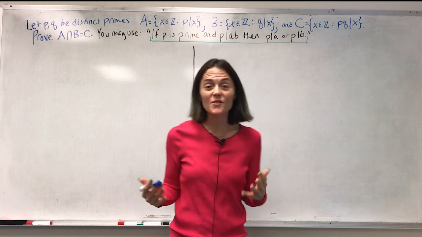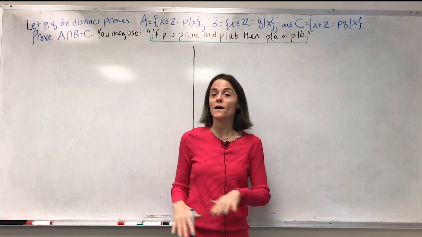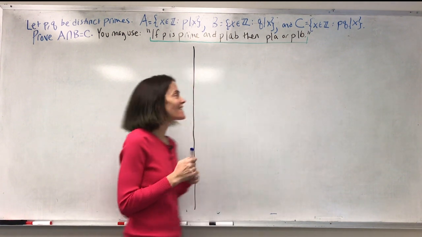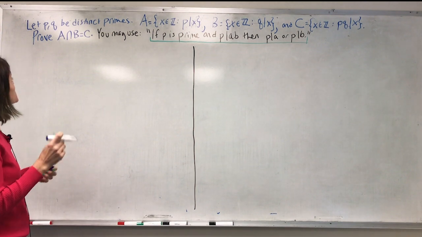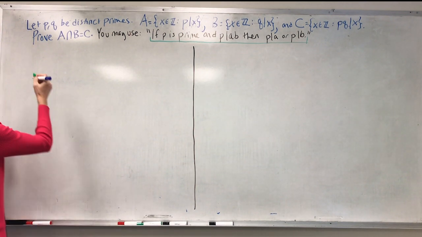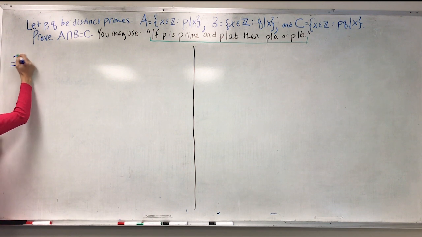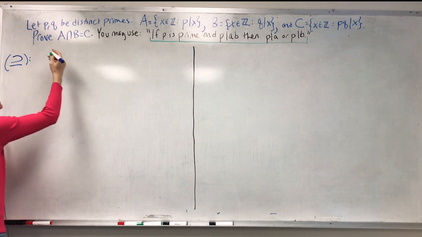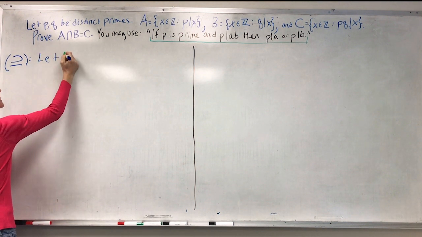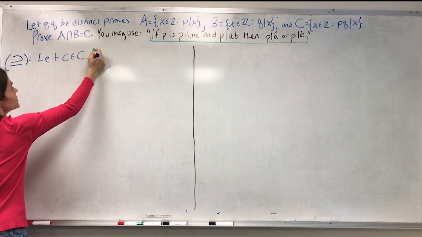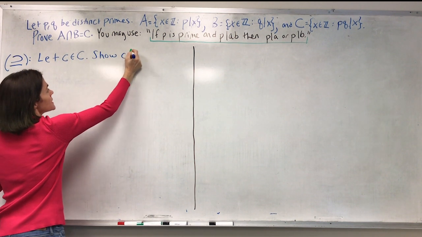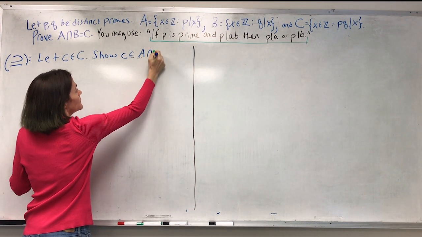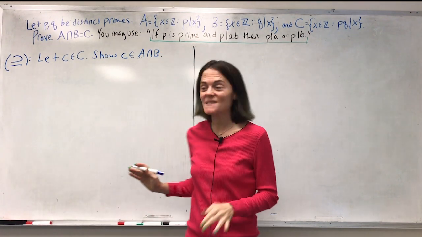Okay, so to prove two sets are equal, just like the last one, or anytime you prove two sets are equal, we must show subset in each direction. Which one am I going to do first? Maybe on this side I will do this direction. So this is showing that C is a subset of A intersect B. So let c in C, show c is in A intersect B. This will give us the subset in this direction.